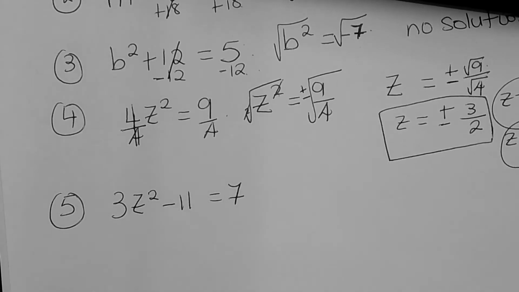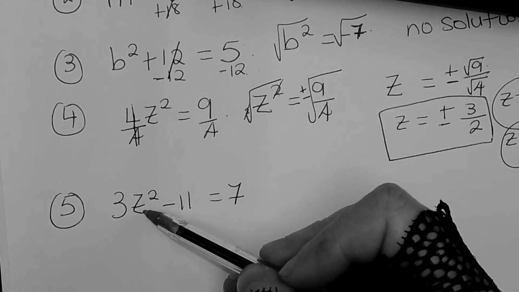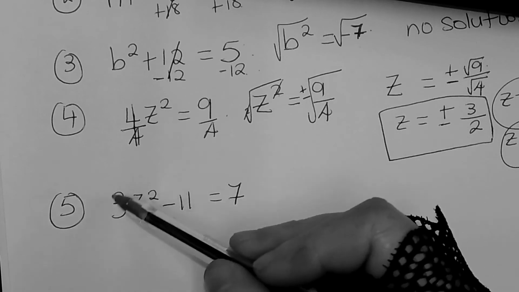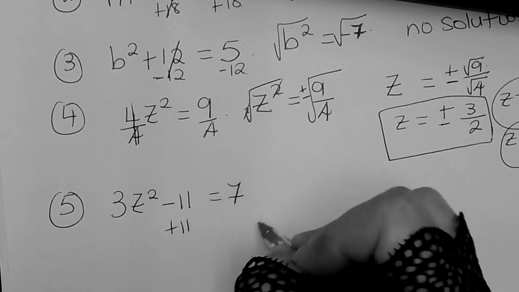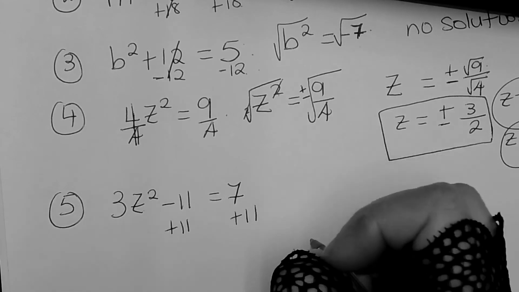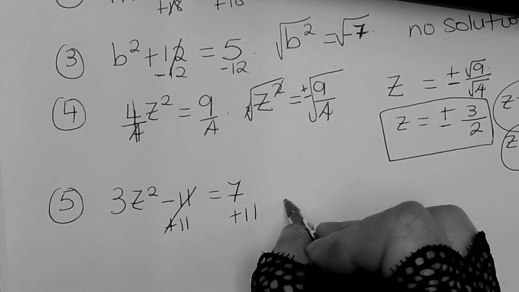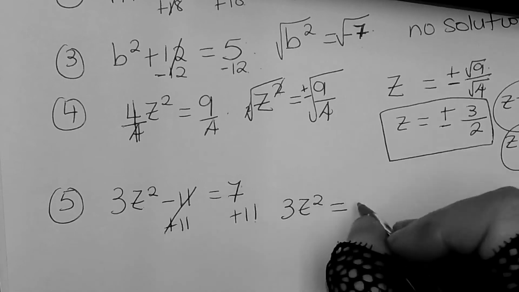Okay, so now our goal is to get z by itself. So obviously, the last thing we do is work with this. We have a minus 11, so we're going to add 11 to both sides. That's how you undo subtraction, by addition. So this becomes a 0. So it becomes 3z squared equals 7 plus 11 is 18.